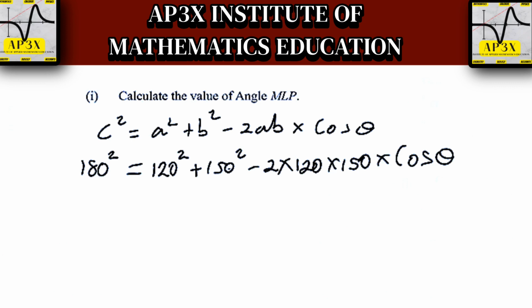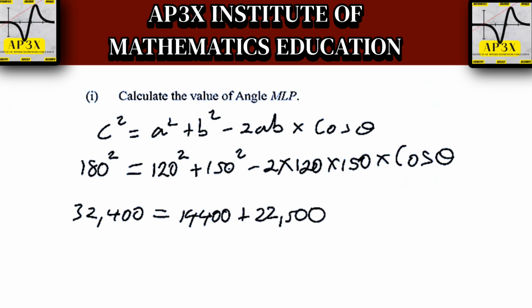So I believe 180 squared is going to give us 32,400. And that's equal to 120 squared, I believe that's 14,400. Let me just double check. That's correct, 14,400. And then of course we have 22,500, that is going to be 150 squared. Of course, 2 times 120 times 150, that's going to give us 36,000. So that's going to be minus 36,000 multiplied by cosine theta.